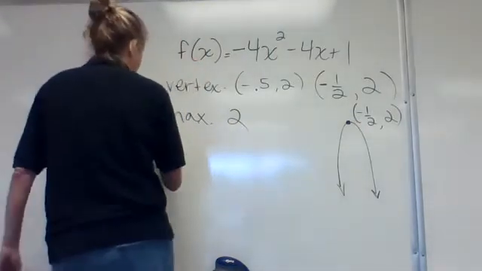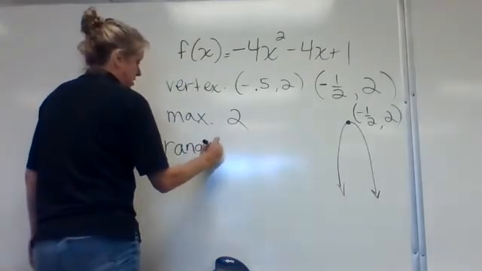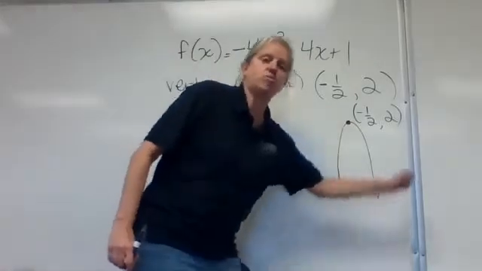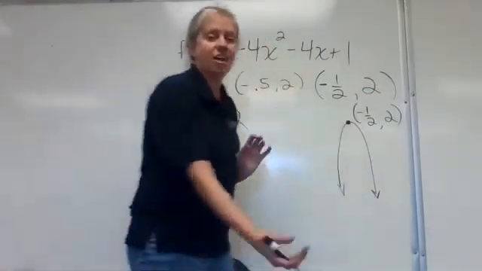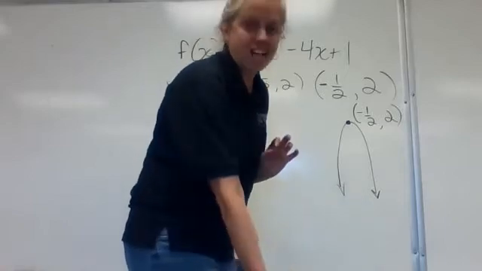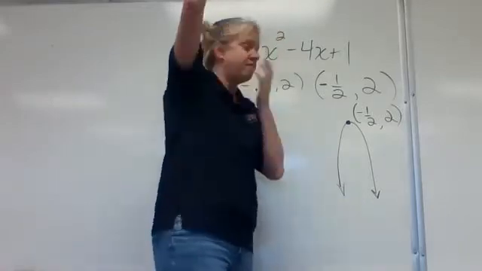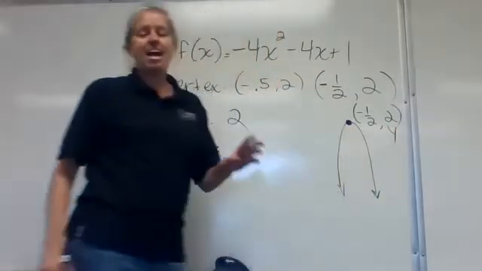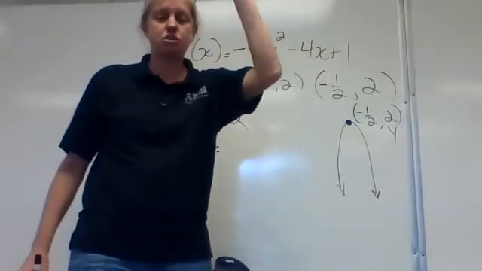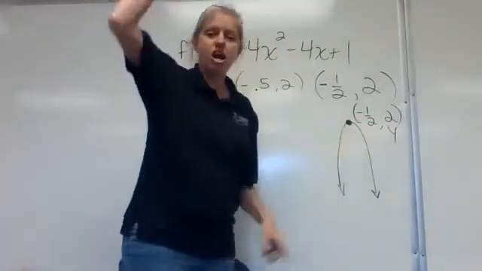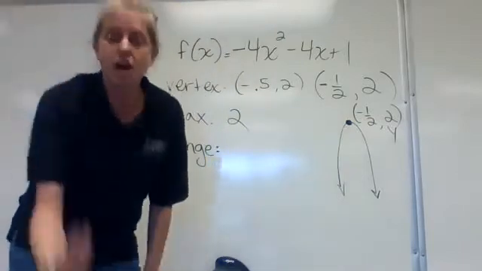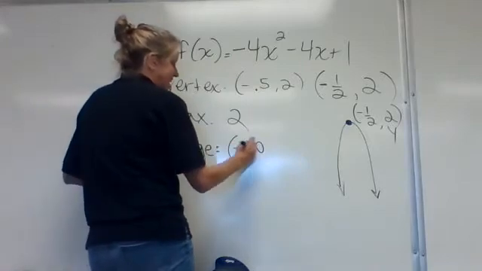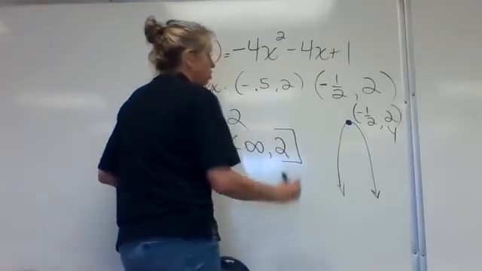Now it wants to know what is the range of this one. Now remember, the range is your y values. Now this one's different than the last one. My last one was a regular parabola. It wasn't upside down. It had a minimum, which means the range started at the bottom and went up forever. But look, this one has a maximum. So 2 is its very top y. All the other y values are below it. So this range starts at negative infinity and goes up to the 2.